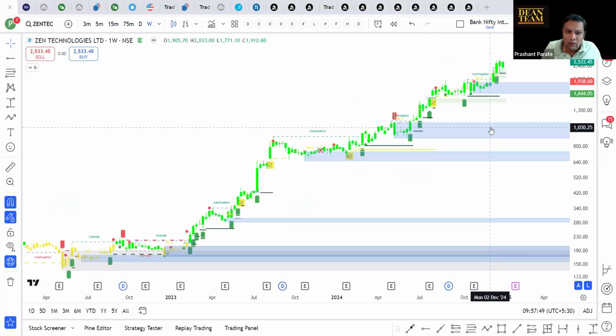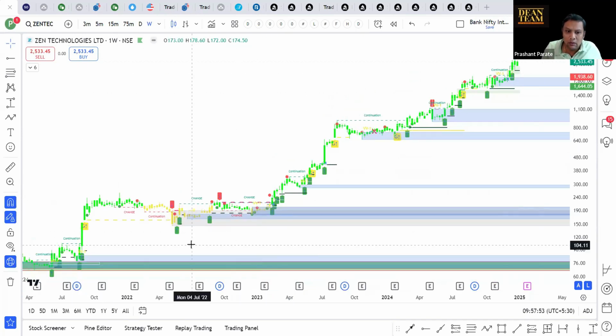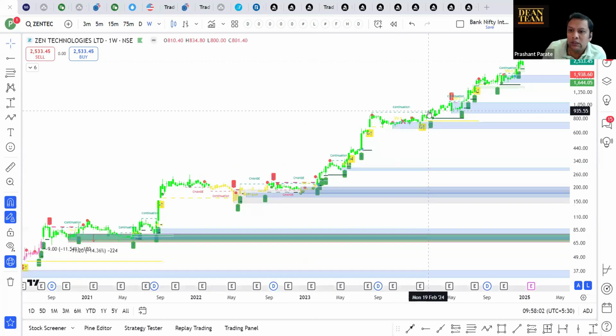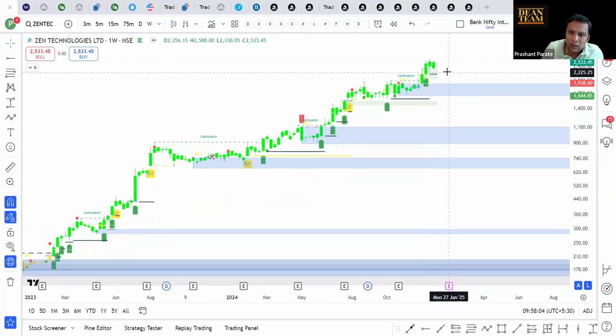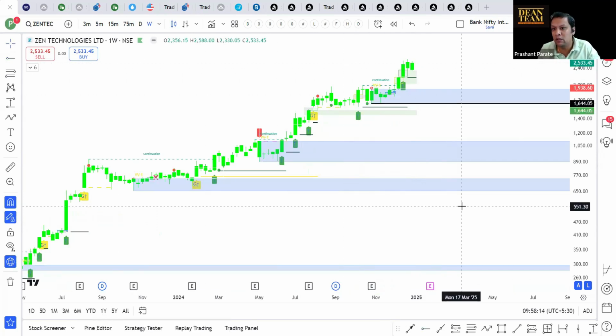So it is in uptrend, and it has already given two retracement entries, and it is more than mature uptrend. I would say it has gone up from 80 rupees to 2500 rupees. If I want to invest, this is not the time to invest. This can just be time to book profits. So if any selling pressure candle appears, one can look to book profits, or if candle closes below 1644, one can look to exit.